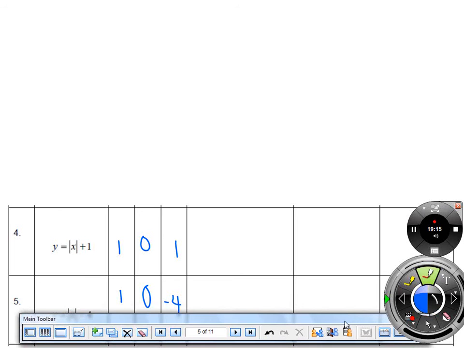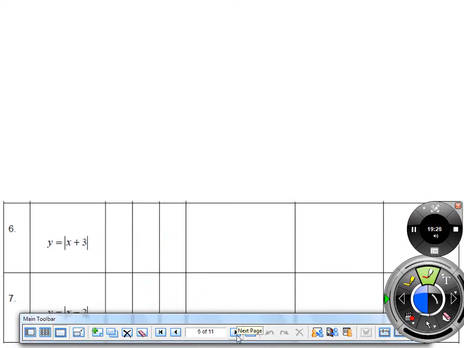And so how did that affect the vertex point? What coordinate of the vertex point changed? Okay. Good, the y-coordinate of the vertex point changed, right? So then you get to 6 and 7.